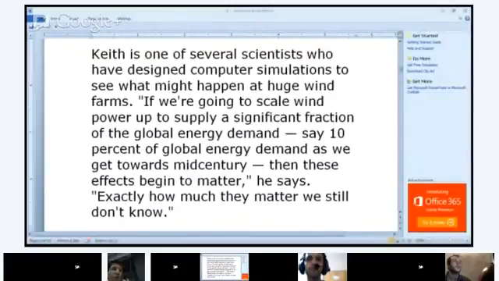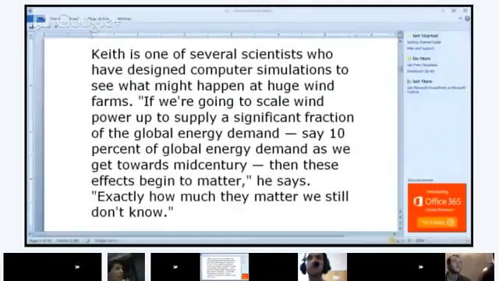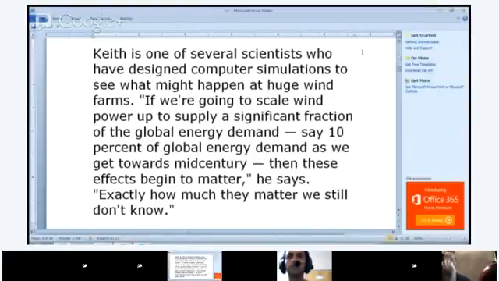Keith is one of the several scientists who have designed computer simulations to see what might happen at huge wind farms. If we're going to scale wind power up to supply a significant fraction of the global energy demand, say 10% of global energy demand, as we get towards mid-century, then these effects begin to matter, he says. Exactly how much they matter, we still don't know.